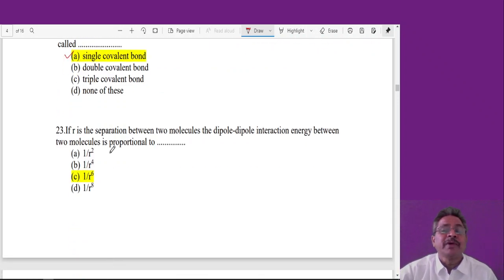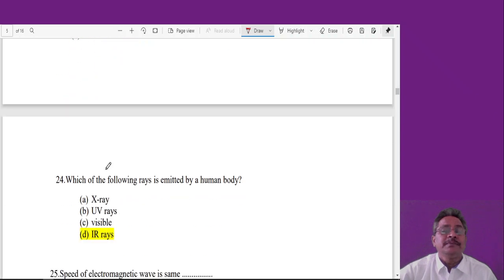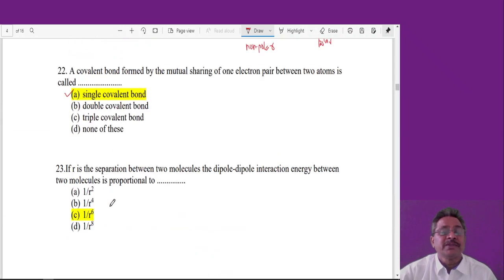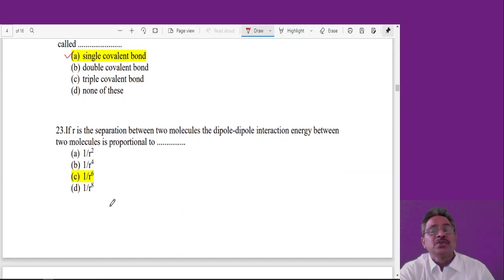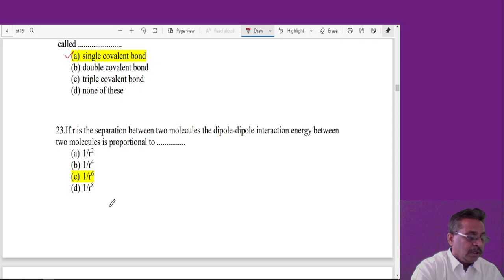Now this is one more very typical question, question number 23. This is the last question from chapter number 3, the physics of molecules. If R is the separation between two molecules, the dipole-dipole interaction energy between two molecules is proportional to what? This is the last article of this chapter, where we might have seen how to go about the calculation of this energy.